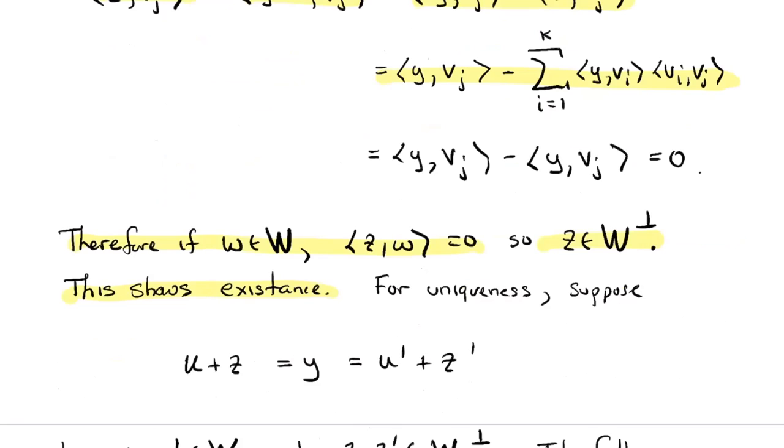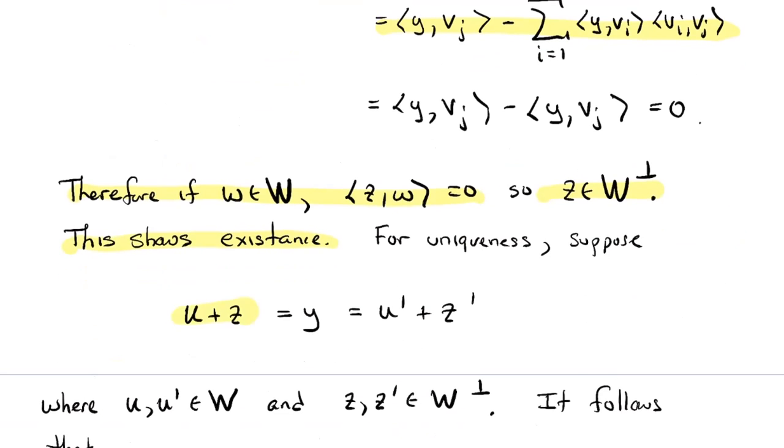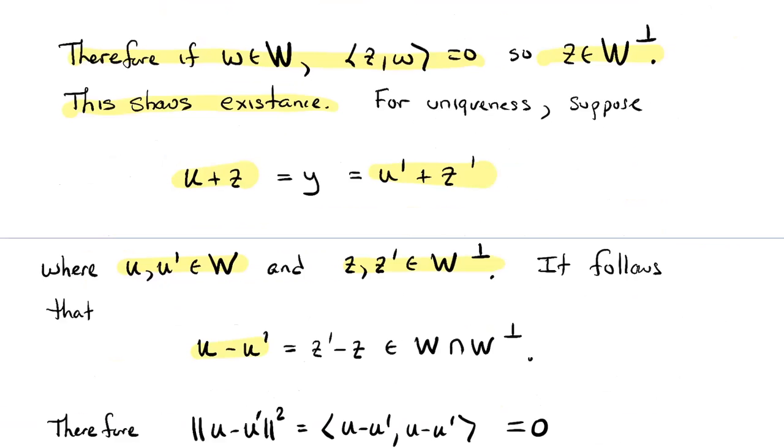Typical uniqueness proof: suppose that we've written y in two ways, say u plus z and u prime plus z prime, where the u's are in W and the z's are in W perp. Okay, so do a little bit of algebra, rearrange that equation. It means that u minus u prime would be the same as z prime minus z. And well, the u's are in W, so that difference is in W. It's a subspace. The z's are in W perp. It's also a subspace, so their difference is in the subspace. And if those elements are equal to each other, they must be in both of those subspaces. Okay, so I've got an element that's in both W and W perp.